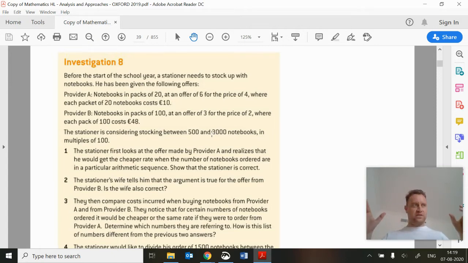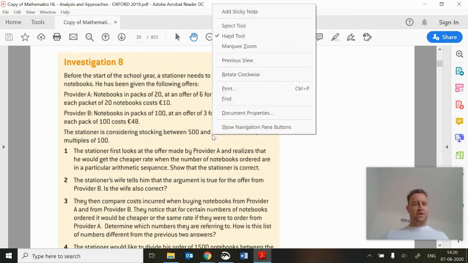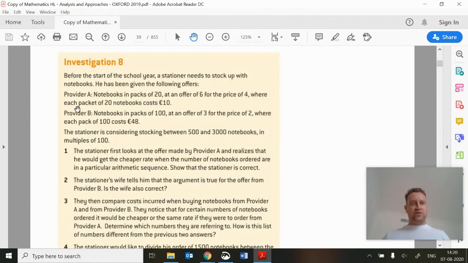So a lot of words. Some of these questions will take quite a long time to read through and figure out what's happening and what bit of maths to apply in each case. Now, the investigations are really useful to do. So there's investigation 8 and investigation 9.